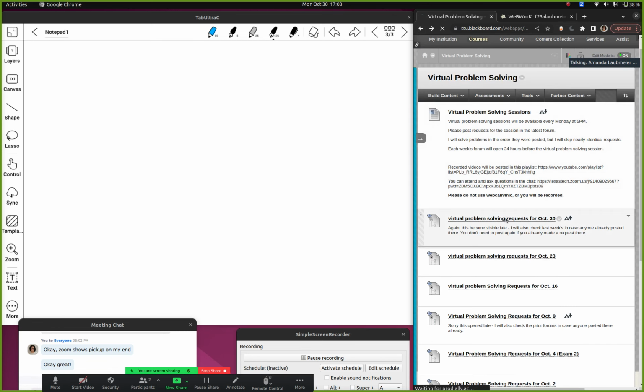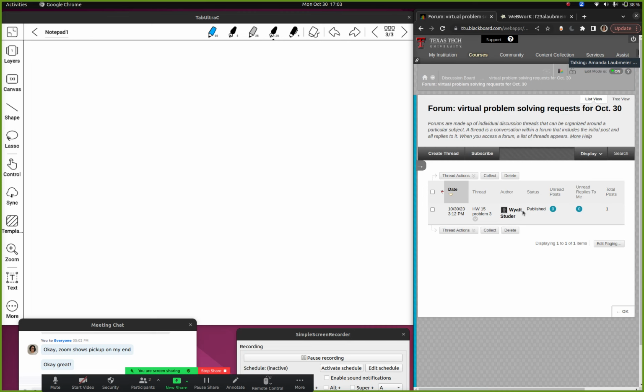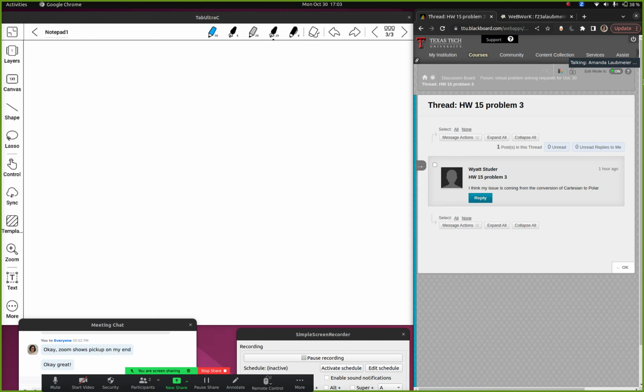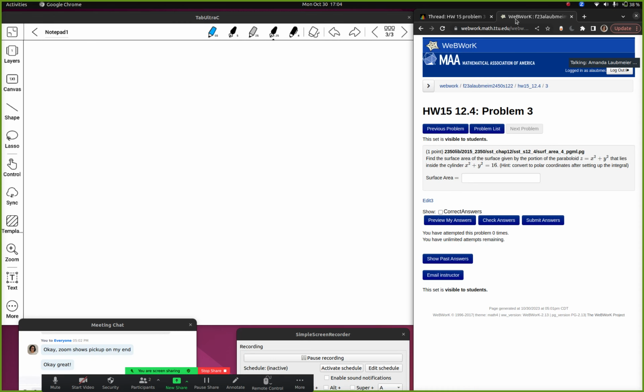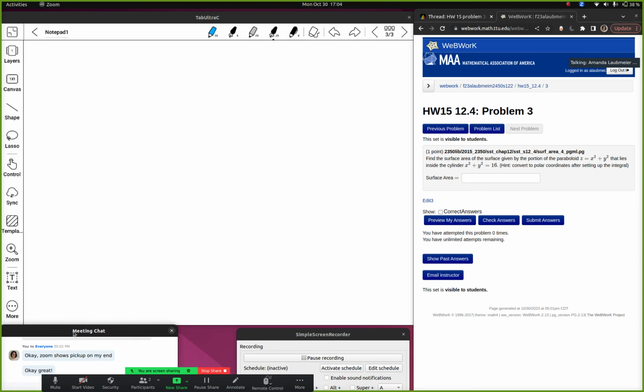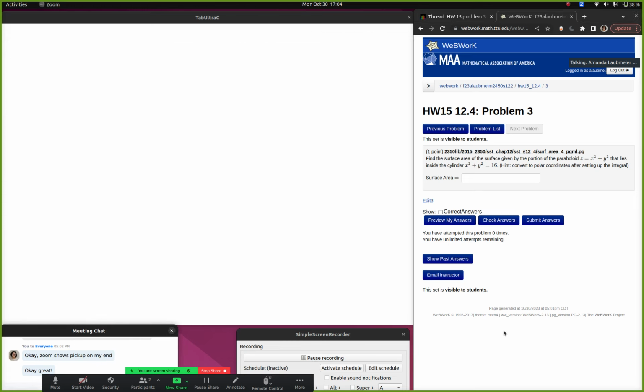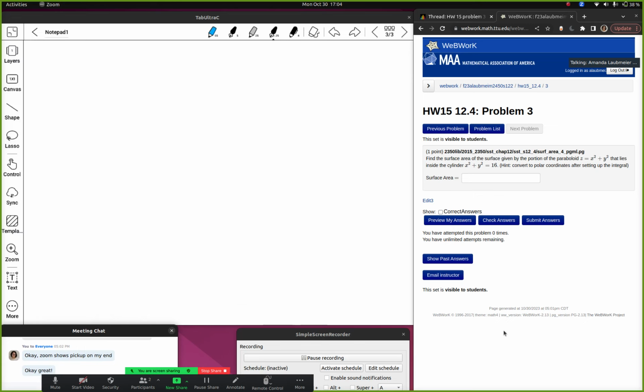So the only request was from Wyatt to look at homework 15, problem 3. And Wyatt says, "I think my issue is coming from the conversion of Cartesian to polar, but I am going to work through the whole thing because I don't have like half of it worked out ahead of time." So, when we get to that conversion, I'll slow down and see if there's anything about that process that's causing issues.